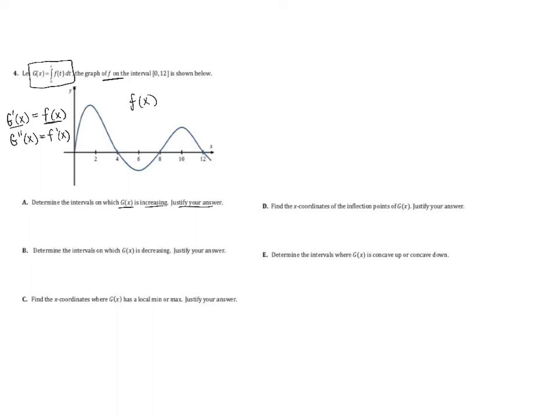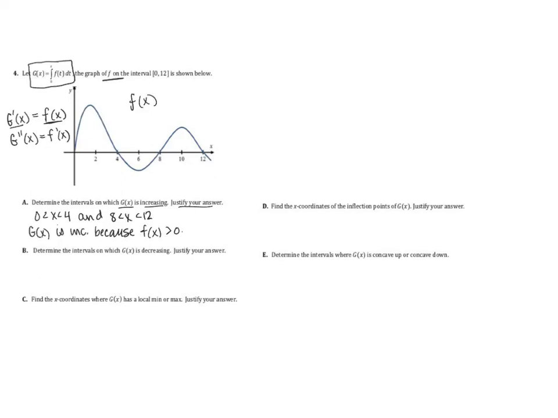Well, my graph is positive or above the x-axis from 0 to 4, and where else would be from 8 to 12. Now there's where g of x is increasing. Now we need to justify my answer, and the justification is g of x is increasing because this is where f of x is positive.